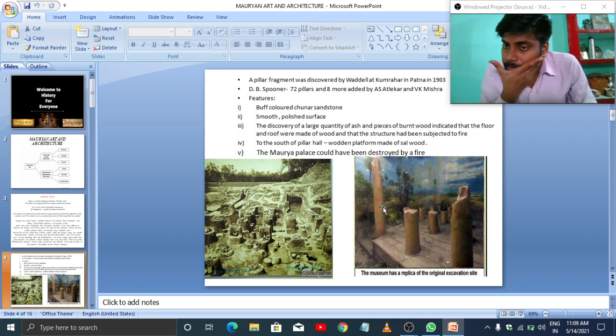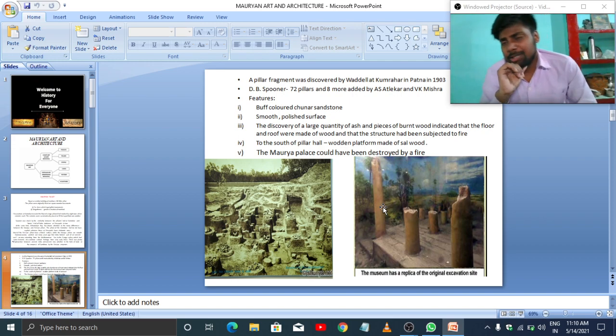Now the sandstone was brought from Chunar. Chunar is basically a site near Varanasi. So the material was Chunar sandstone, and it was basically buff colored. So this is one aspect.